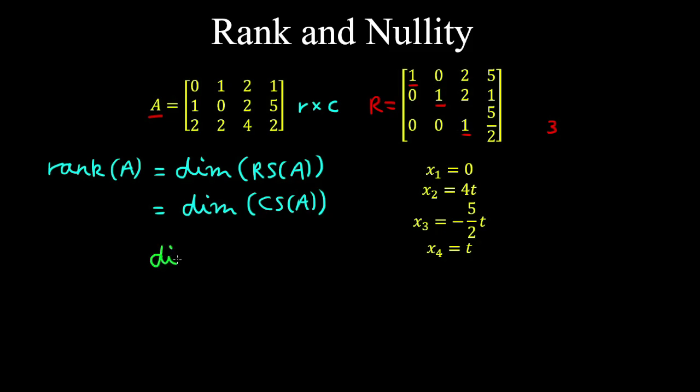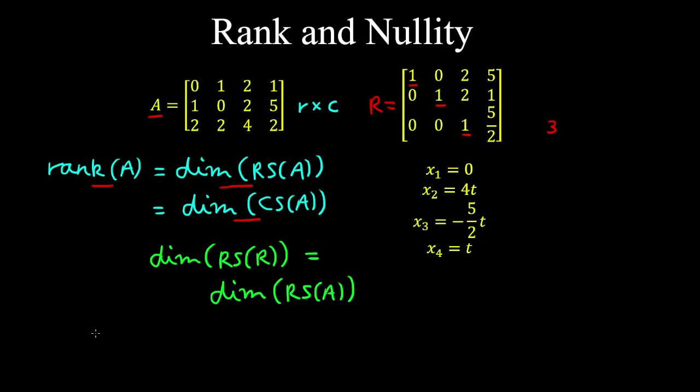And because the dimension of the row space of the matrix reduced to row echelon form is the same as the dimension of the row space of matrix A, and the dimension of the column space of both matrices is also the same, then you can see why this relationship holds. So therefore, given the dimension of the row space of the reduced matrix is 3, then the rank of this matrix is 3.